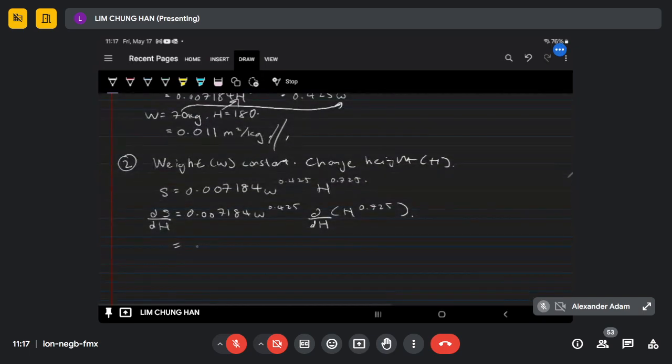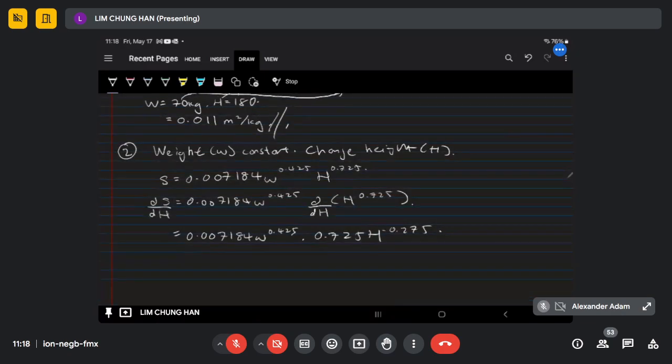So what's the answer? So what do you get when you differentiate this? You copy down 0.725 H, and then 0.725 minus 1 is what? Negative 0.275. Yeah. Very good. Thank you.